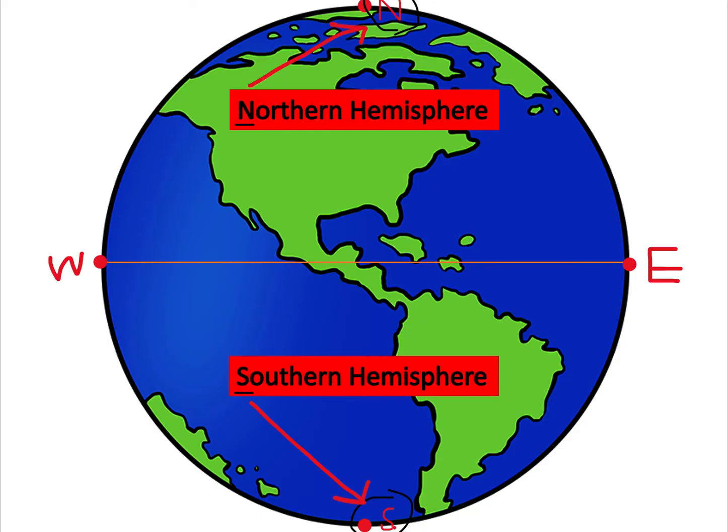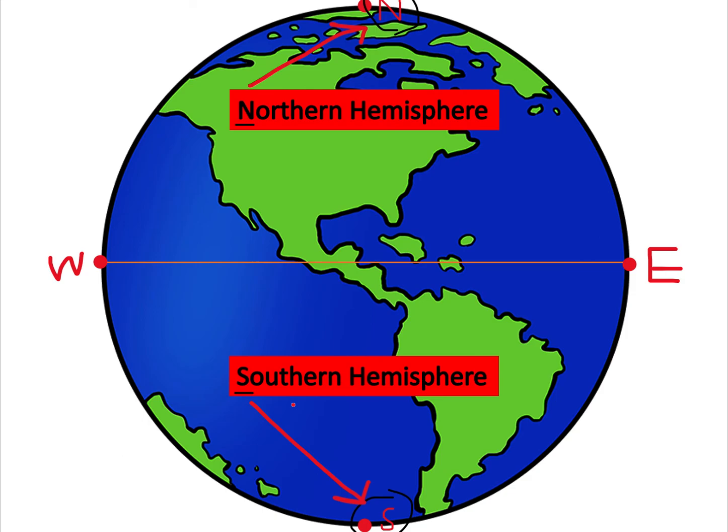Never eat soggy waffles. As we talk a little bit more during the week, we're going to keep talking about where things are on the Earth, but this is how we divide the Earth whenever we're talking about hemispheres and directions. We have north, east, south, and west, and we have the northern hemisphere and the southern hemisphere.